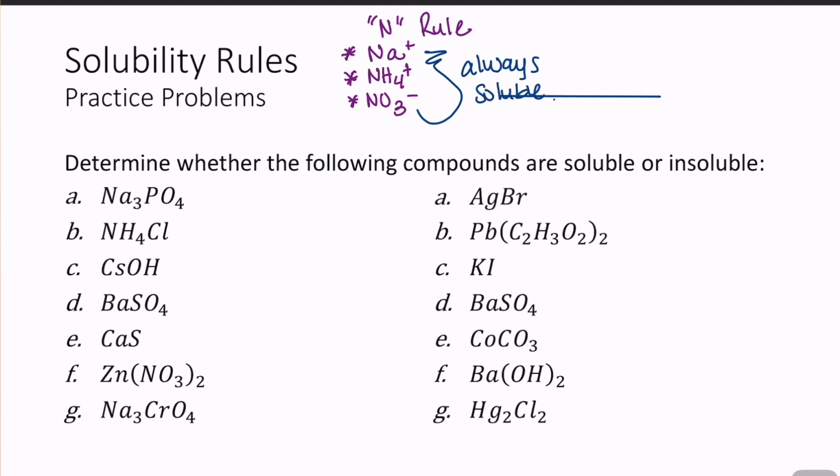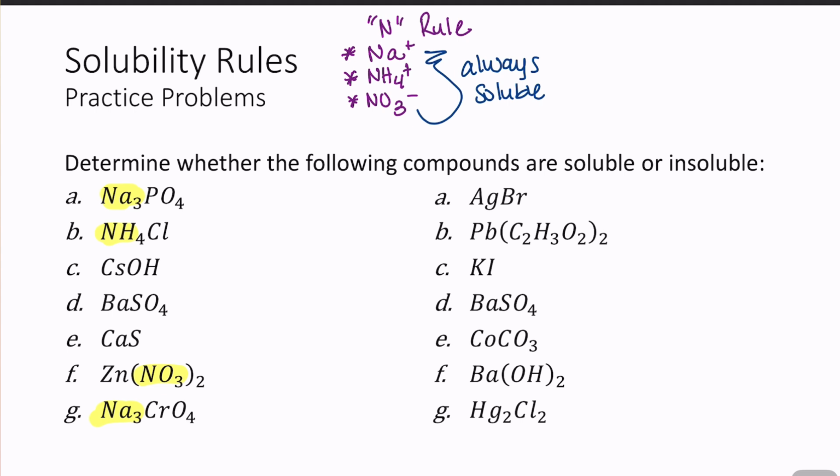There are no exceptions for this class. When you find a compound that has one of these three, it will never be insoluble. They're always going to be soluble. And you'll notice that a very high percentage of the compounds will contain one of these three ions. So let's look at the first column. If I go through and just mark where sodium, ammonium, or nitrate show up, that is literally 4 out of the 7 examples.